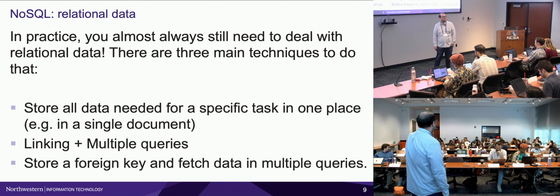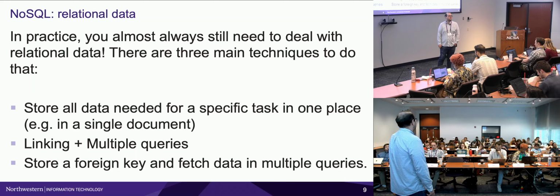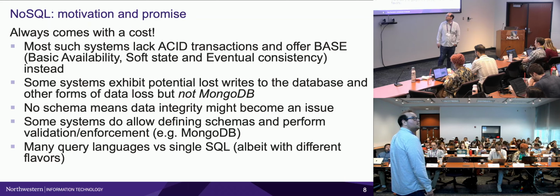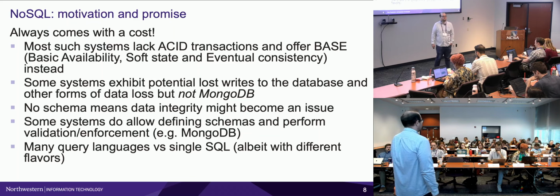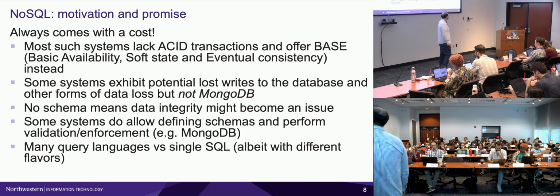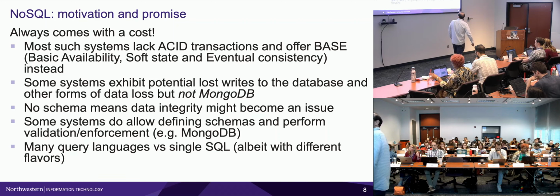Can you say more about that con on the previous slide about data loss? I mean, shouldn't a database have one and only one job? To not lose data? It's a good question.